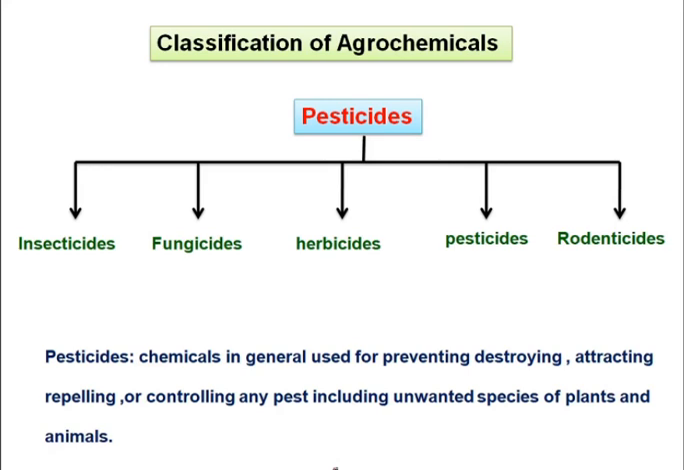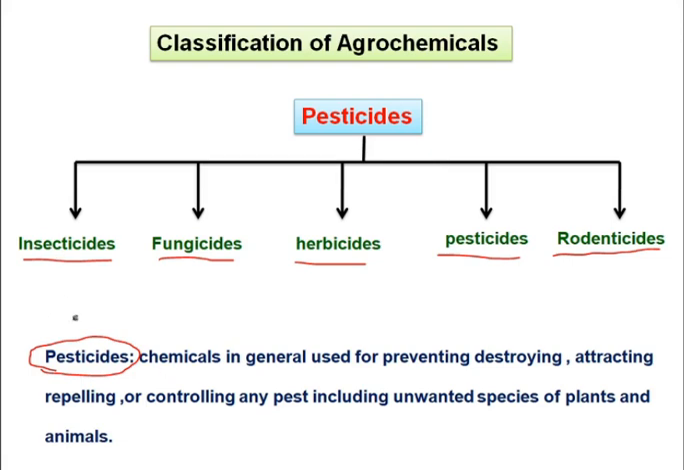Now we are going to the next point, the classification of agrochemicals. Agrochemicals are classified into five types: insecticides, fungicides, herbicides, pesticides, and rodenticides. Firstly, we have seen the pesticides. You know that pesticides are chemicals used for preventing, destroying, attracting, repelling, or controlling any pest, including unwanted species of plants or animals. This is called pesticides.